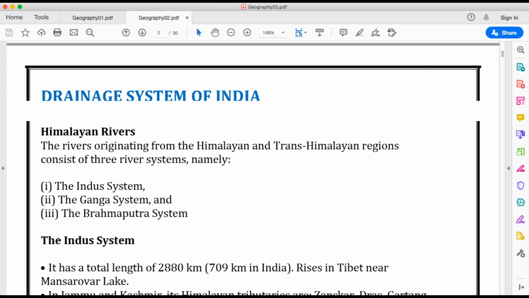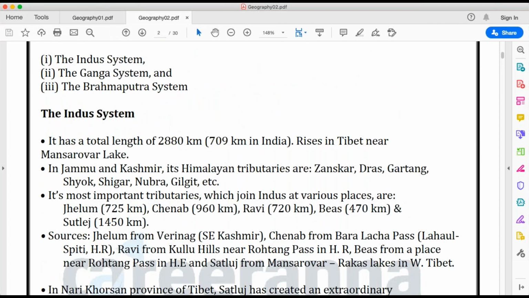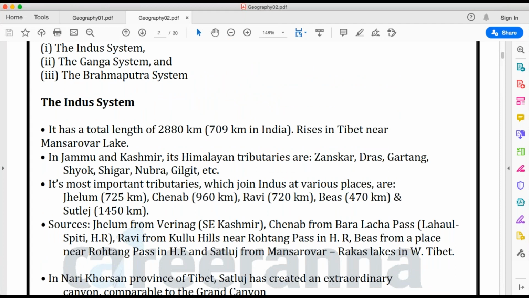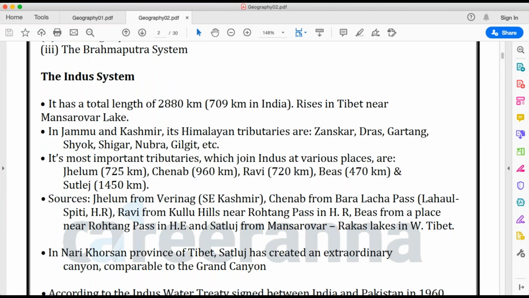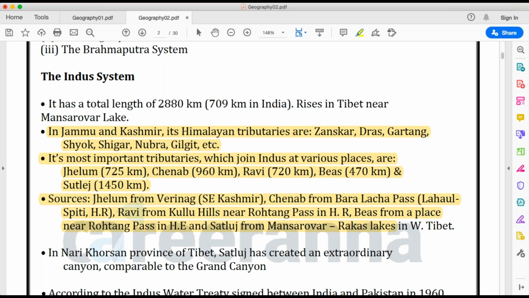Coming to the rivers, the drainage system. You can skip whatever theory is there. This is a very important part and you should not skip it. This part is very, very, very important. At least one examination is going to ask you at least one question on this. What are the sources of different rivers? These rivers flow through which all states? These rivers flow through which all regions?